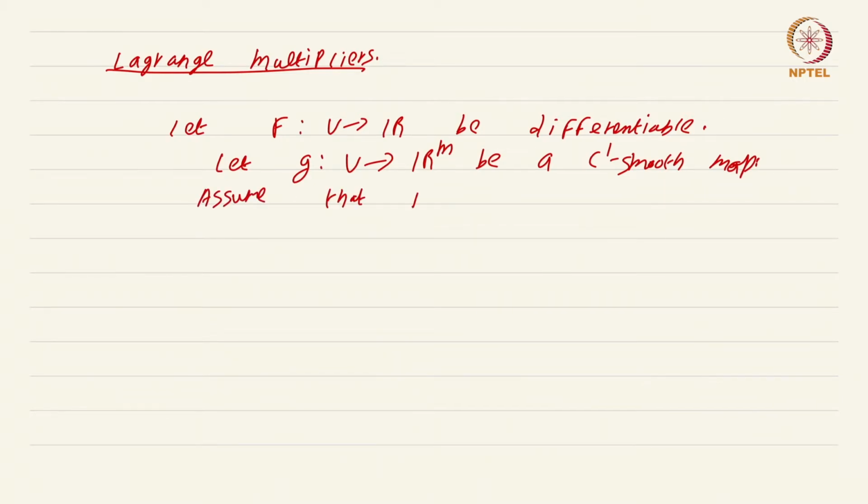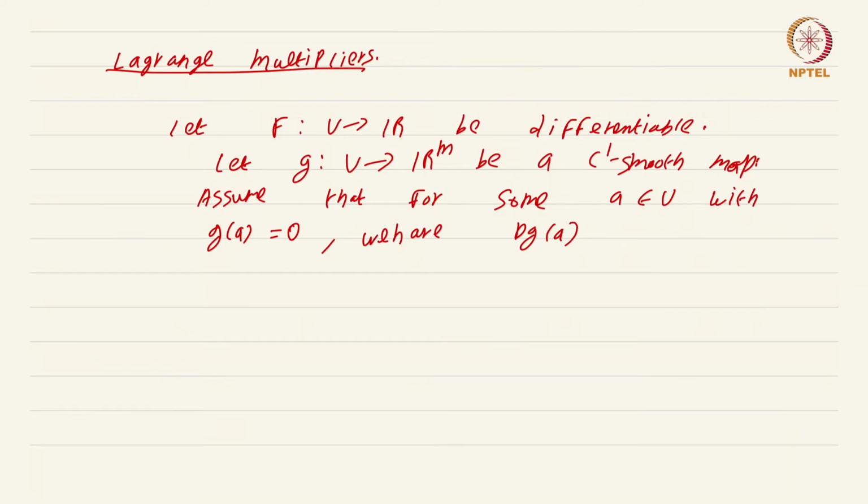So what we are going to do is assume that for some a in U with g of a equal to 0, we have dg at a has rank m. So it's full rank. The derivative map is a full rank matrix at this point a. So essentially we are assuming that this map is a nice map, and we are going to consider the zero set of this map, which is going to be a manifold at least near this point a.